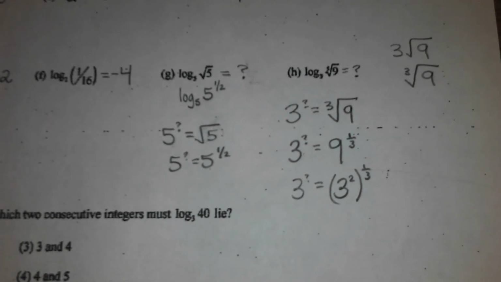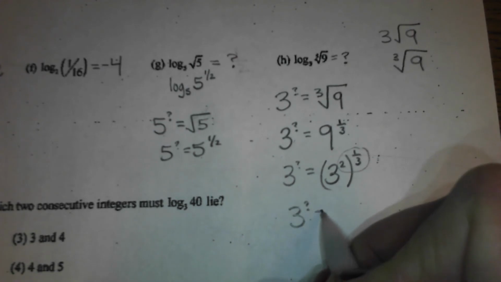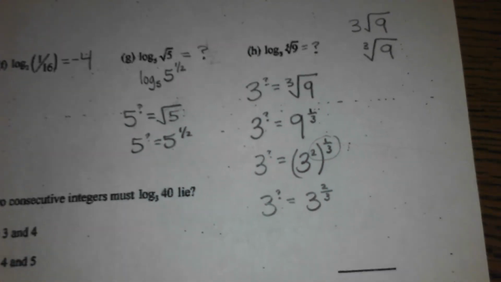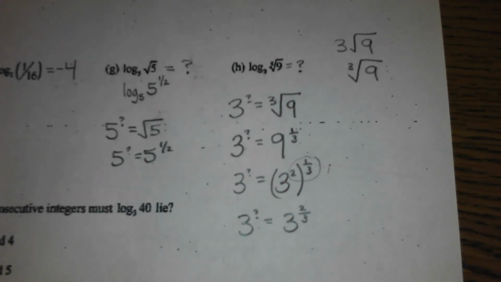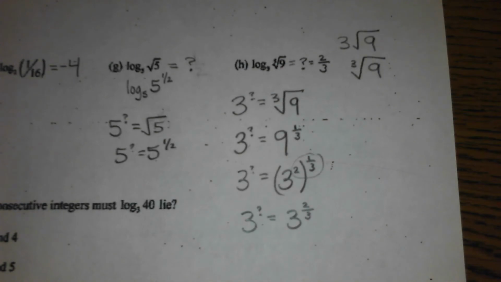Power to power, what's 2 times 1/3? 2/3. And so what's the question mark equal? 2/3. So that answer is log base 3 of the cubed root of 9 is 2/3. Okay?